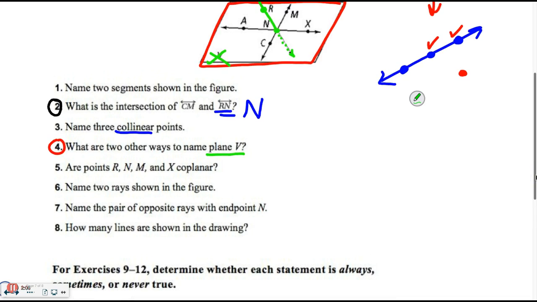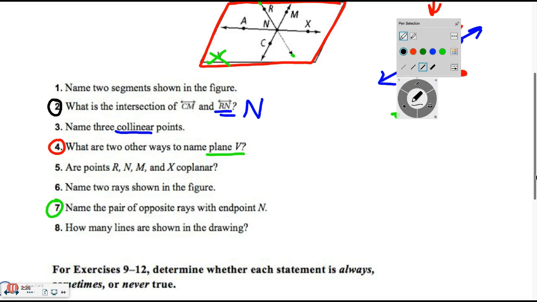All right? Opposite rays have the same endpoint, but go in opposite directions. So the green ray and the red ray are considered opposite rays. So this one says, name a pair of opposite rays with endpoint N. And when we did this one in class, they predominantly chose an A is opposite to an X. There's other answers, but that's what we chose. So we did an A.